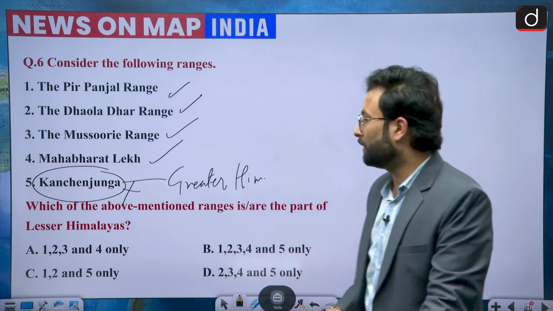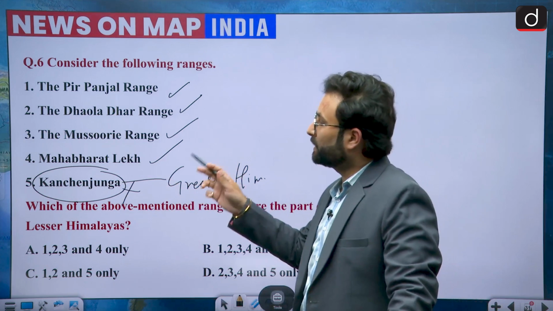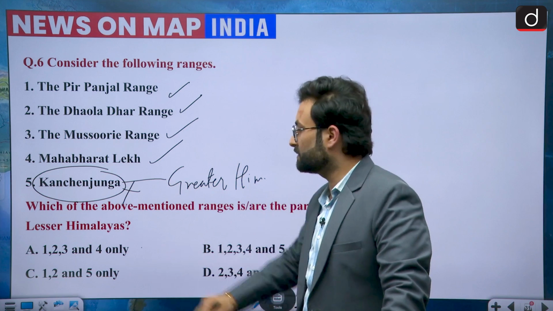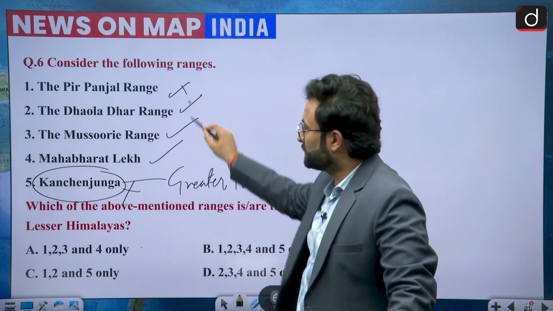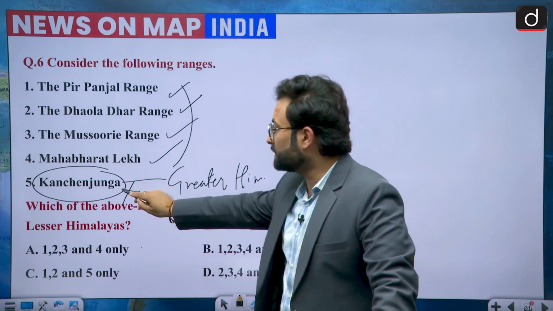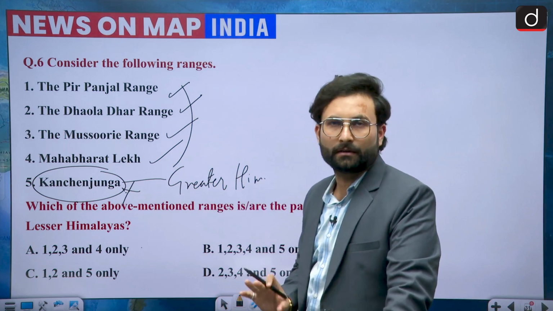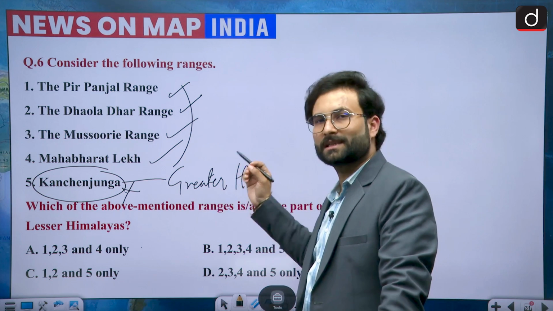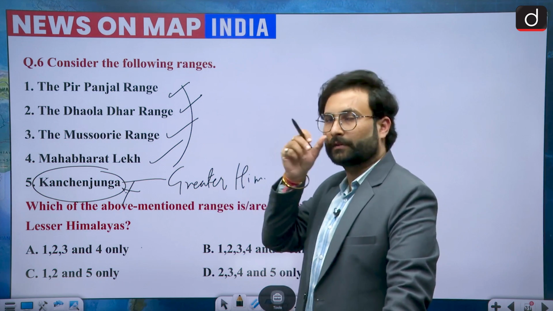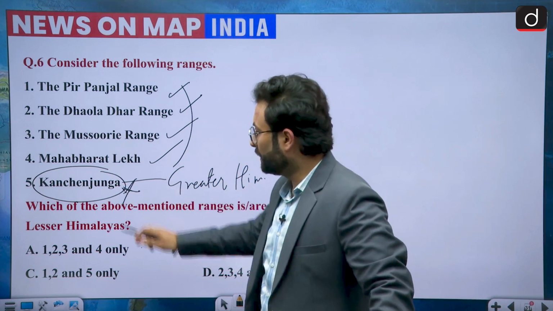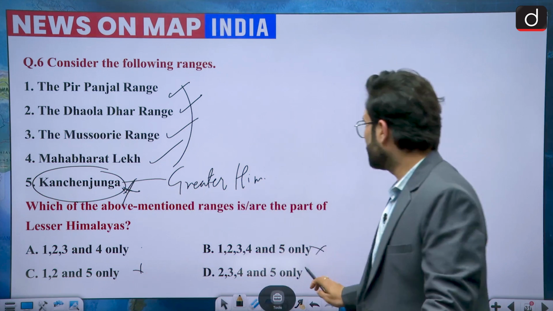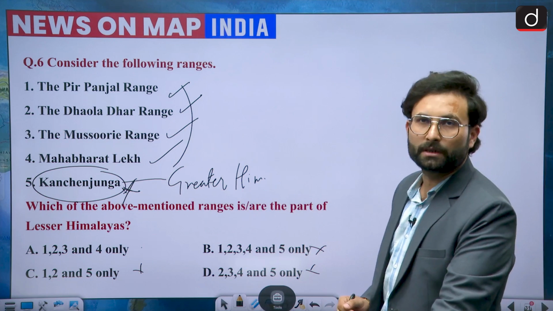Now coming to the options, here you can see 1, 2, 3 and 4 would be your right answer. A is given here. Otherwise also, if you are not aware of all these ranges, but you know that Kanchenjunga is not part of the Lesser Himalayas, because it is in Sikkim, and Sikkim forms part of the Greater Himalayas. Because of which, if you eliminate the fifth one here, you can easily get the answer, that is A, 1, 2, 3 and 4.